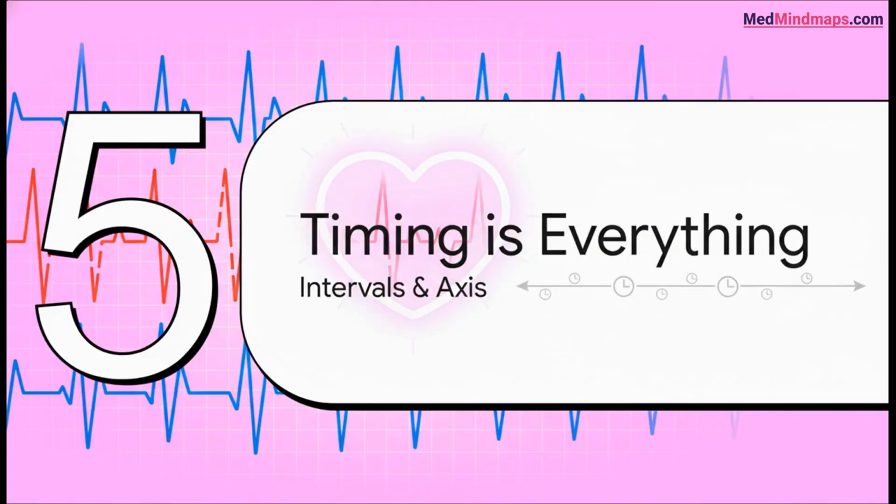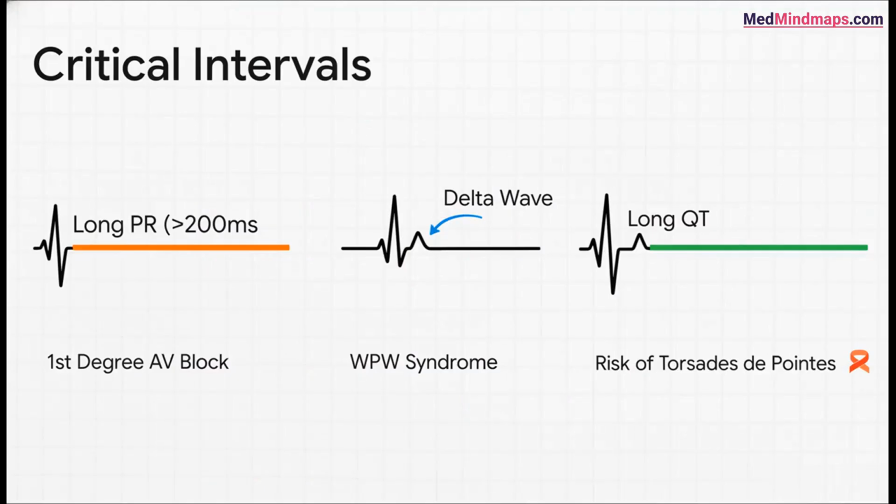It's not just about the shape of the waves themselves. The timing, the space between them, is just as critical. These intervals can reveal all sorts of hidden conduction problems that you'd completely miss if you only looked at the waves. Take the PR interval, for example. It should be between 120 and 200 milliseconds. What if it's too long? That's a first-degree AV block.